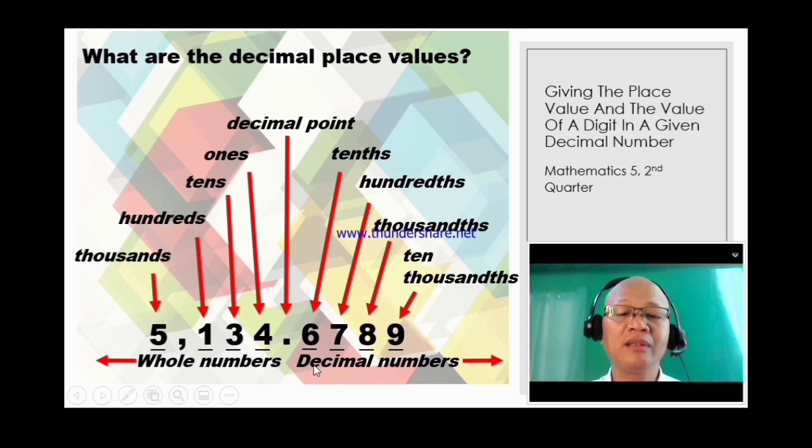So again, let's review our decimal place values. From the decimal point, we have tenths, hundredths, thousandths, then ten thousandths. Okay, so I want you to take note. Put it in your minds, look at the patterns, because we will have some exercises after this, so that you can answer. You need to master the position of our place values.